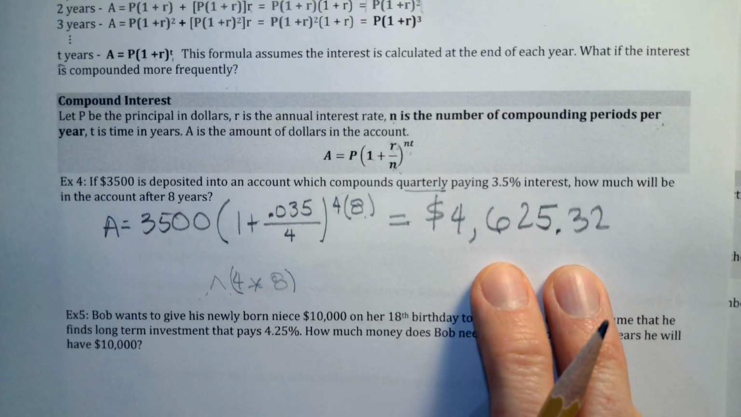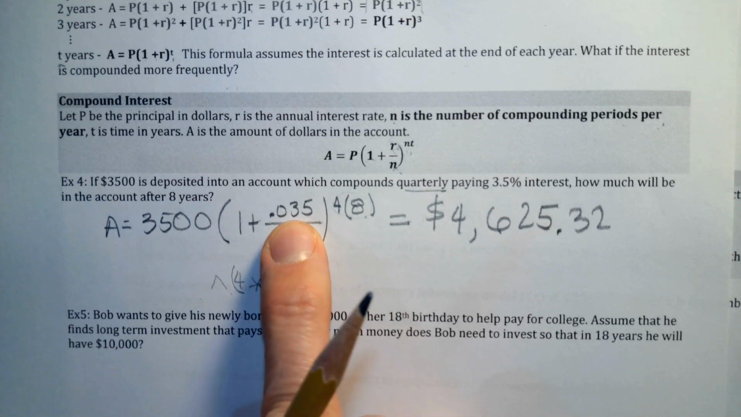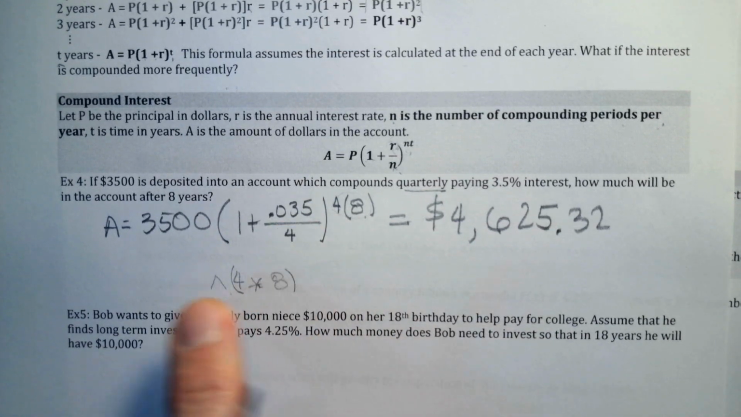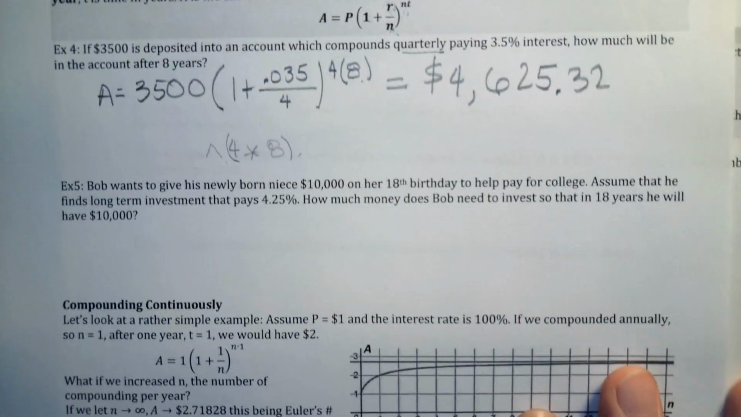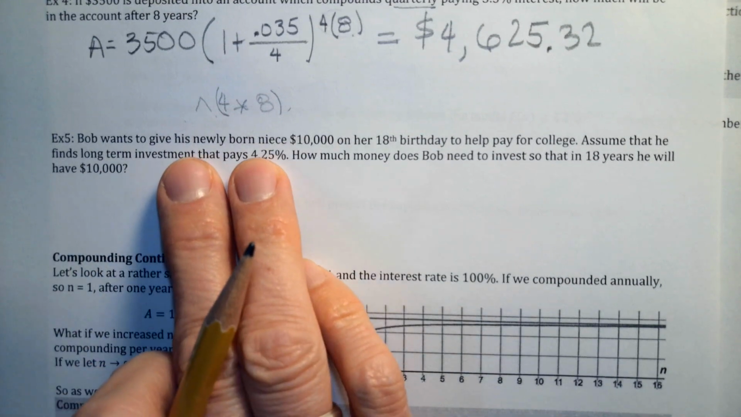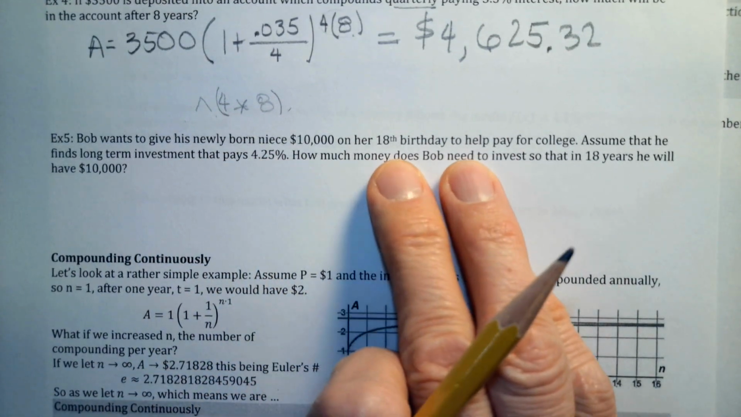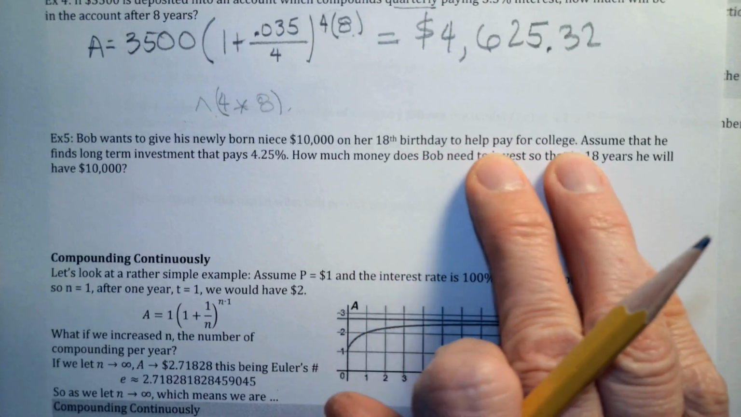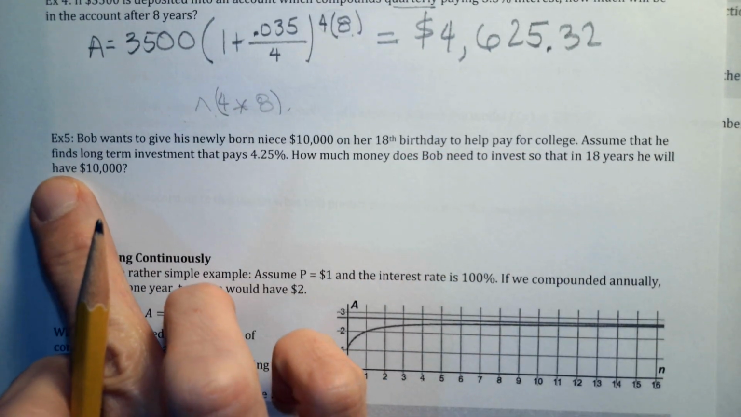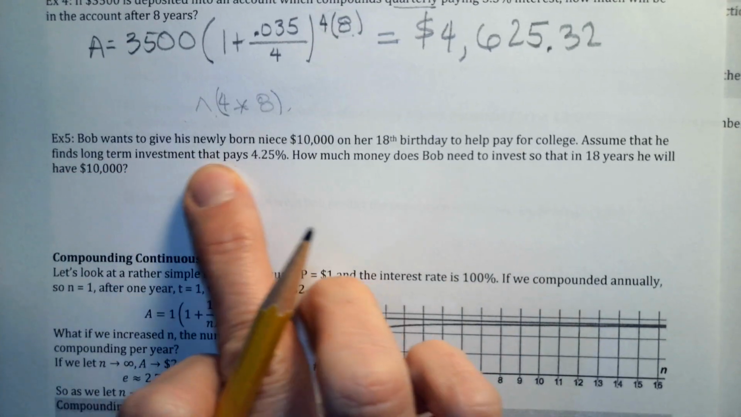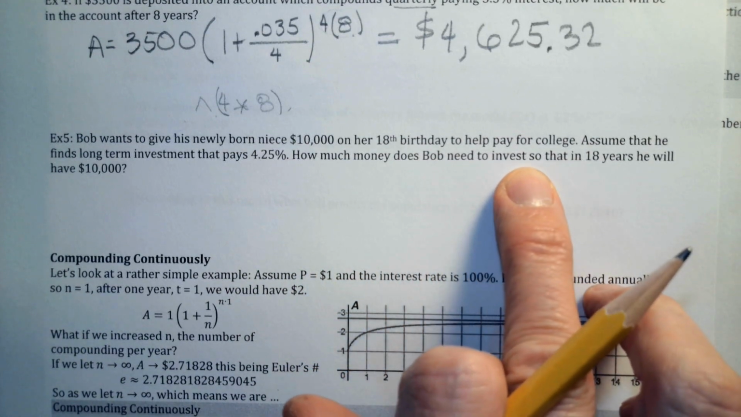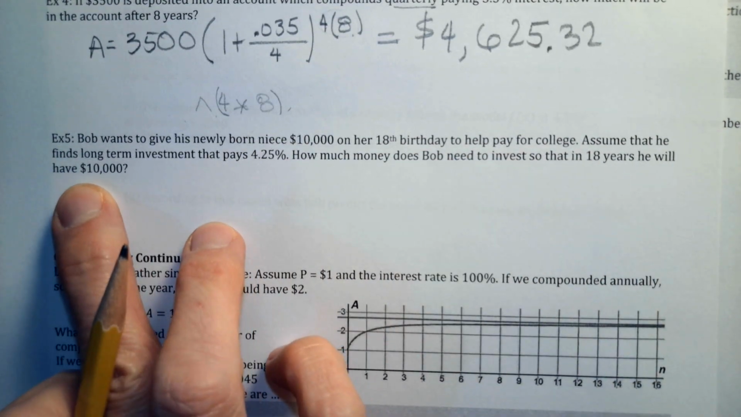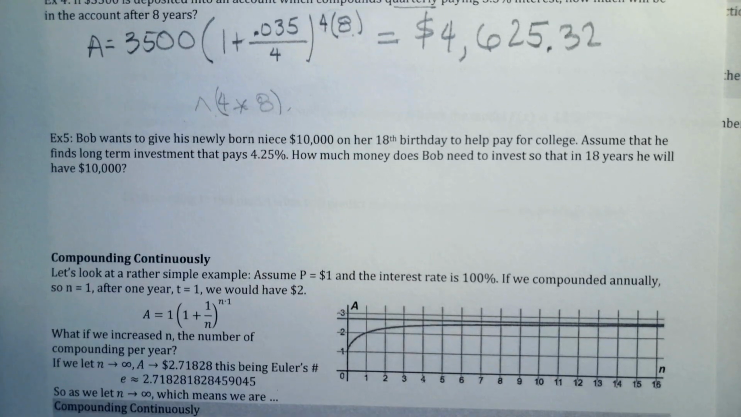And so if you didn't get that in your calculator, first of all, make sure that you used the correct decimal for your interest rate, but also be concerned with your order of operations here. Okay. All right, next one. Number 5. Bob wants to give his newly born niece $10,000 on her 18th birthday to help pay for college. Assume that he finds a long-term investment that pays 4.25%. How much money does Bob need to invest so that in 18 years he'll have $10,000? All right, so pause this video, figure this one out, and then resume the video.